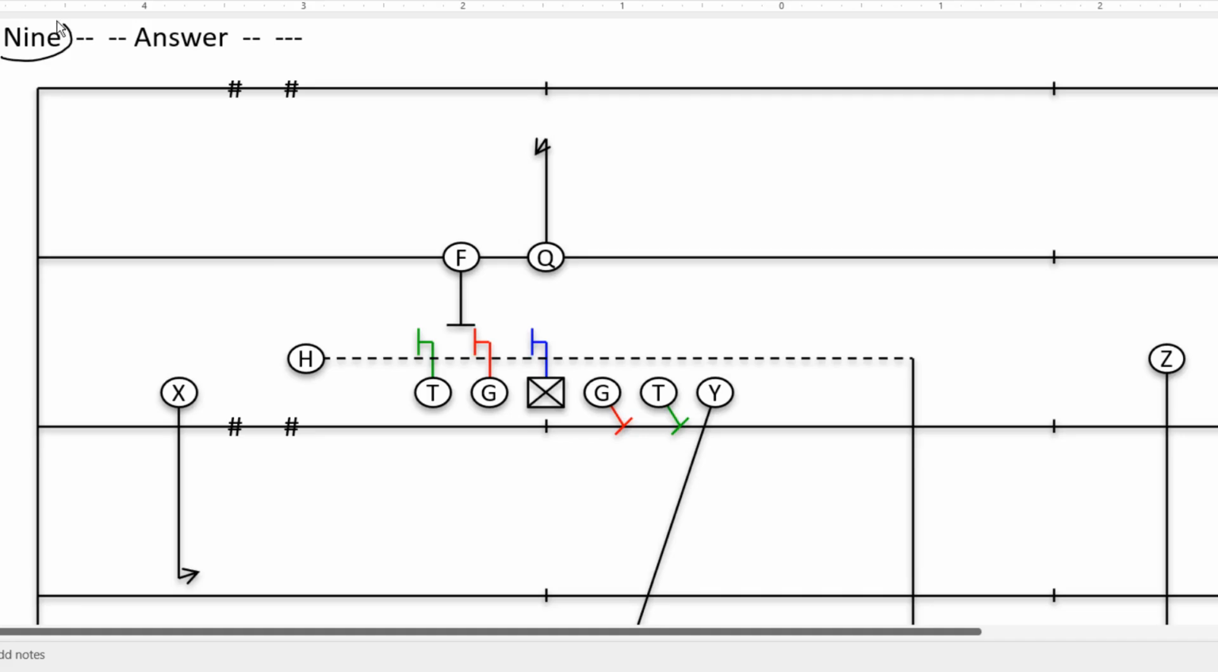The next call is simply 9. Now, the 9 affects the anchor, but you'll notice we don't have the other words, like over, under, strong, weak, field, boundary. Whenever I do not provide any of those words, the default here is strong. So there's no strong call made here, but it's the default. So this is strong 9.